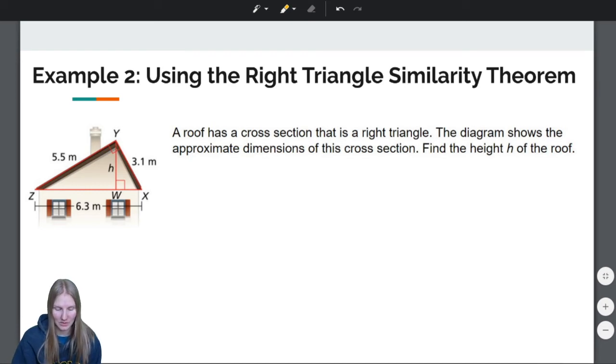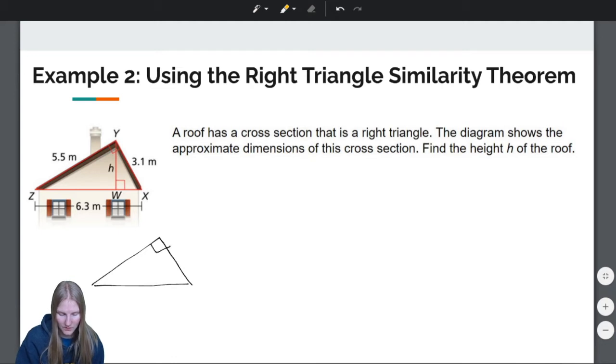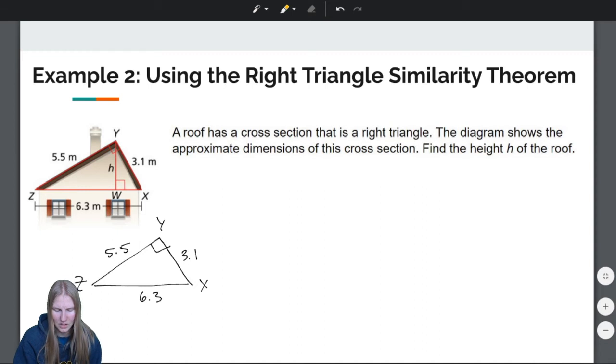I need to be able to see what's going on here. So, let's draw our triangles. I'm going to draw the original roof right here. Z, Y, X. We have 3.1. I'm going to drop the meters for now. We can add the units back in later. But here's my original triangle.